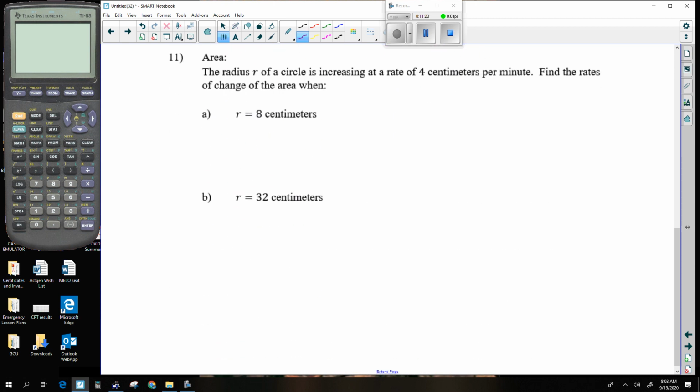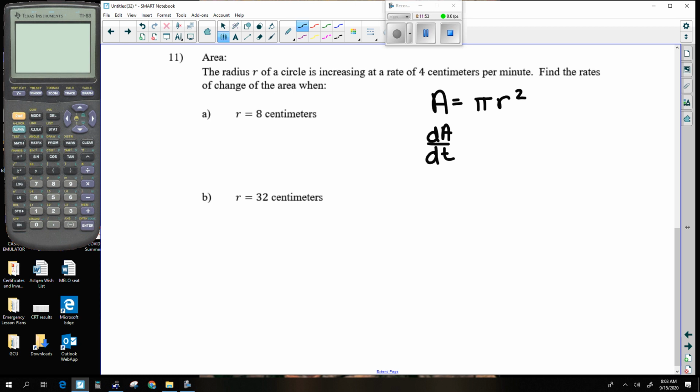Okay, the radius r of a circle is increasing at a rate of 4 centimeters per minute. Find the rate of change of the area when the radius is 8 centimeters, and when the radius is 32 centimeters. Okay, so the area of a circle is pi r squared. So what we're going to do is take a derivative of this with respect to time. So the derivative with respect to time would be dA/dt. So that's the change in area over change in time.